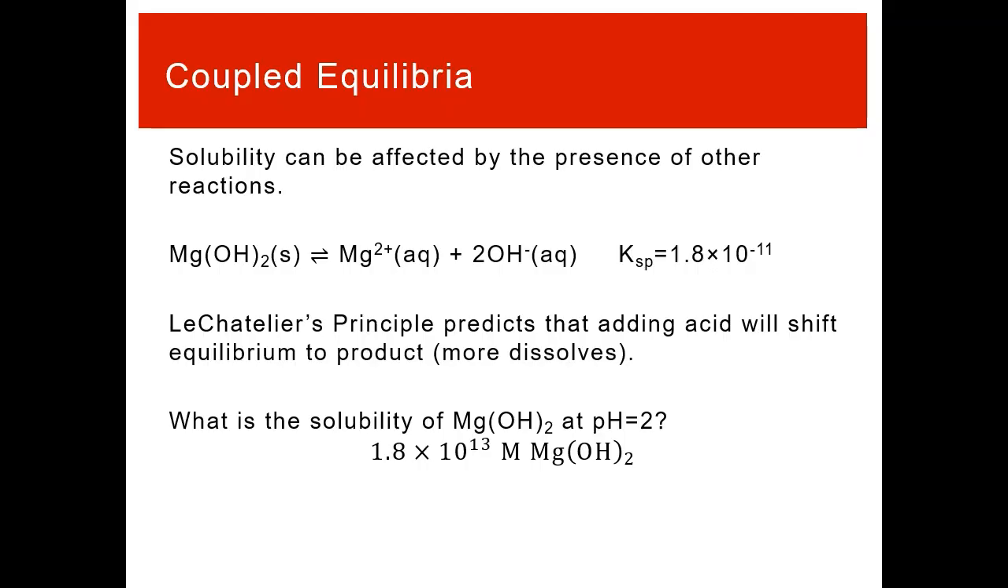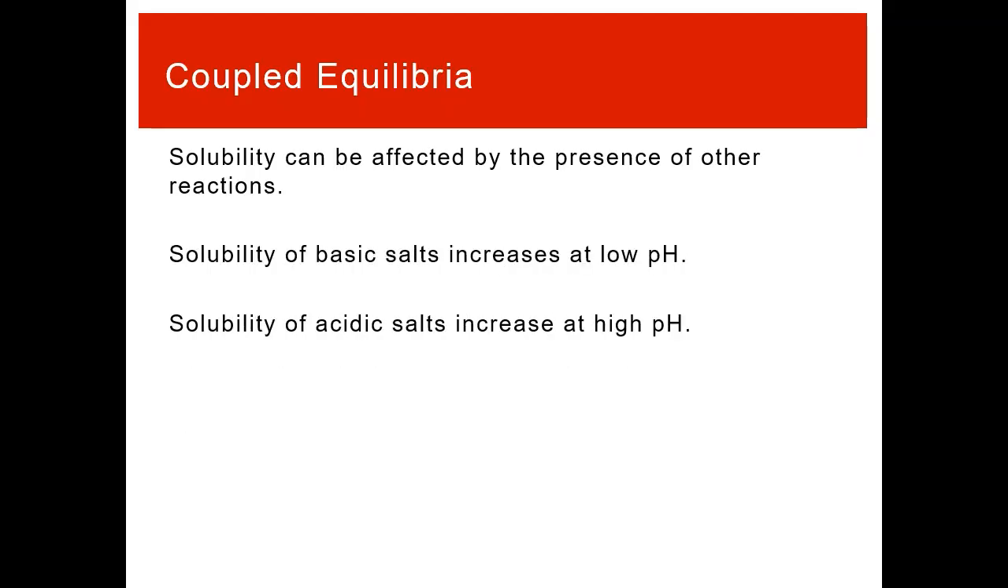Now, it's easier to predict because of hydroxide in there, right? Hydroxide's already in the equation because it's a part of magnesium hydroxide. So it more directly links into what we already know about acid-base chemistry, the hydronium-hydroxide relationship. But this effect on solubility is generally true: a basic salt will always have increased solubility at lower pH, and acidic salts increase their solubility at high pHs.